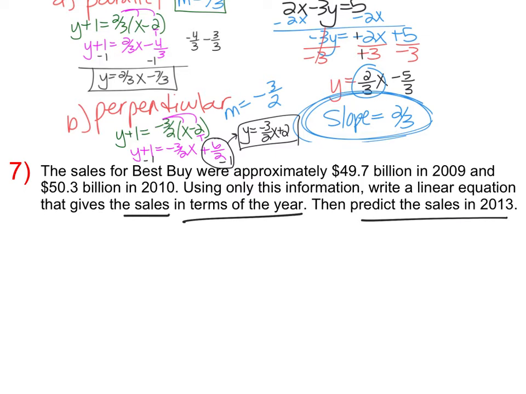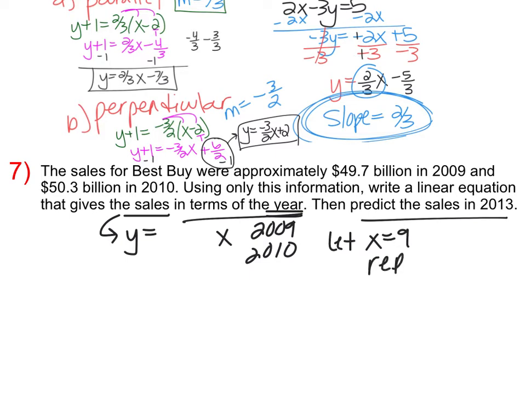So when we write our y equals, we want the y to represent what the sales are. And then we have in terms of the year, so we have the years 2009 and 2010. And then in our equation, those will be our x value. But we can say, let's let x equals 9 represent 2009. So then we can just use 9 and 10 instead of 2009 and 2010.